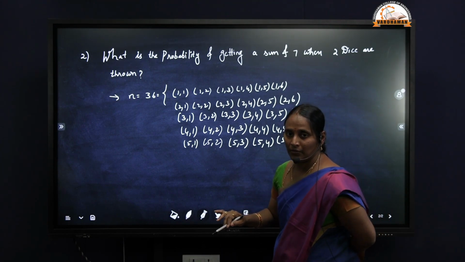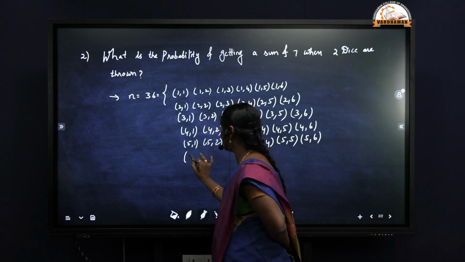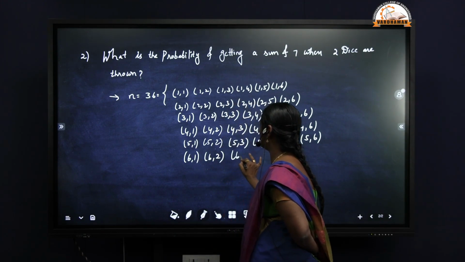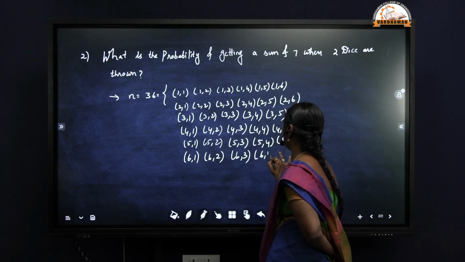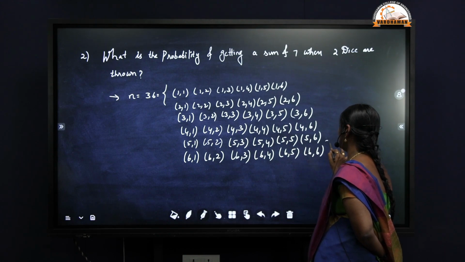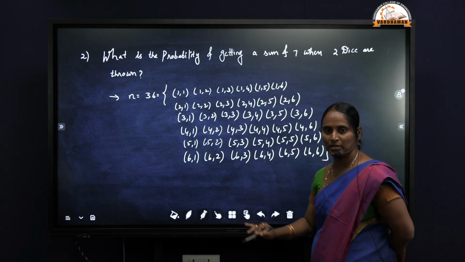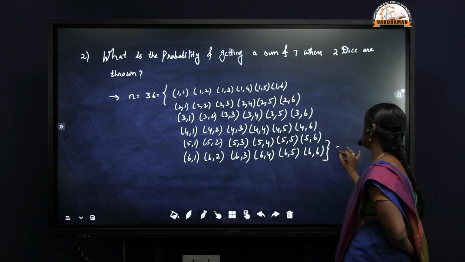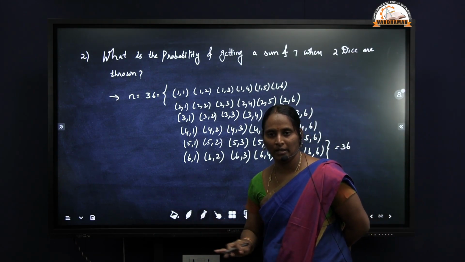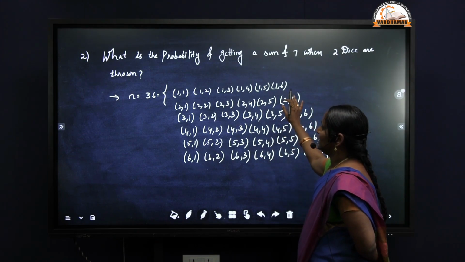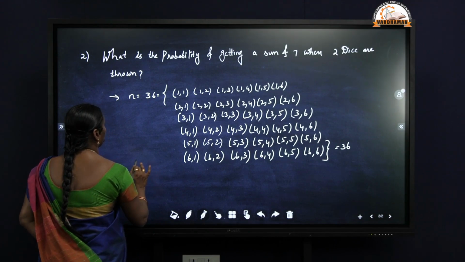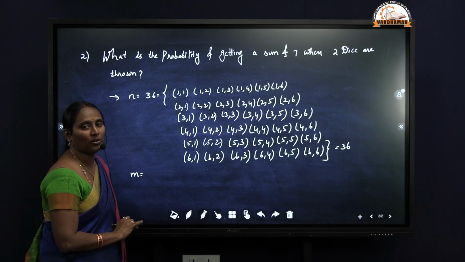So one die has 6 outcomes, so it will start with 6 1 also: 6 1, 6 2, 6 3, 6 4, 6 5, 6 6. Each has 6 sets, so it will be n is equal to 36 outcomes. When 2 dice are thrown, the total outcomes are n is equal to 36. Now let us see the favorable cases. What is the probability of getting a sum of 7?